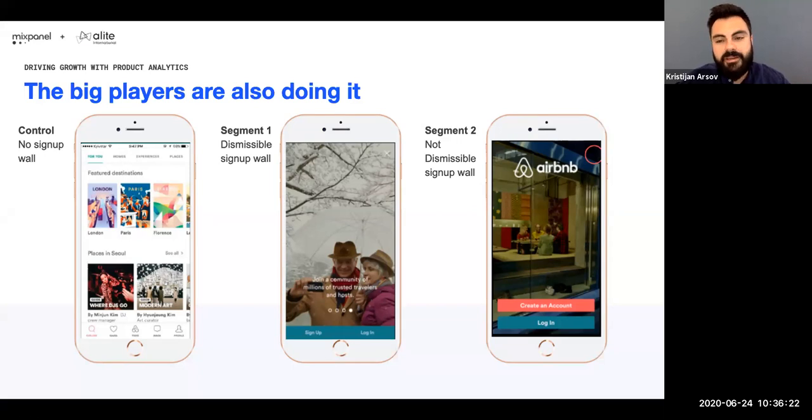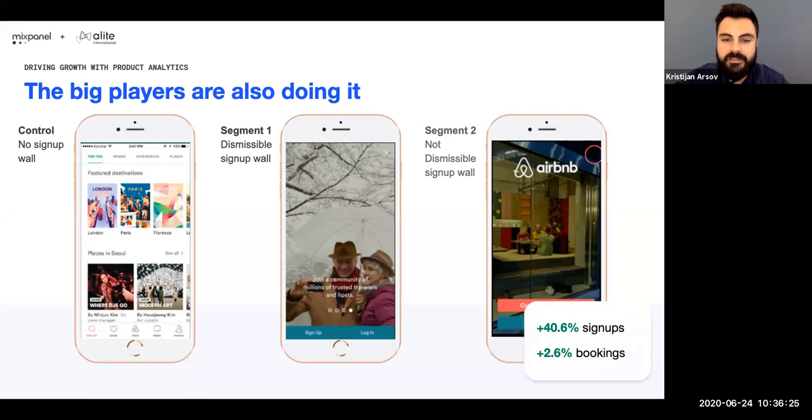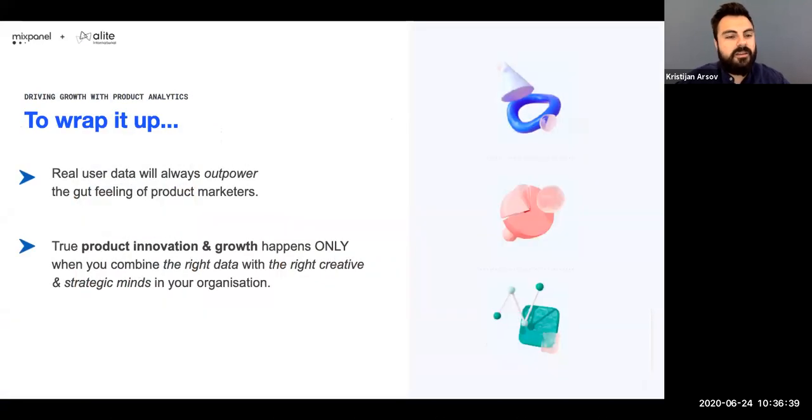However, when the data came back in, the Airbnb team was surprised to see that the second segment not just brought a 40% increase in signups, it also brought a 2.6% increase in the bookings made. So to me, this is irrefutable proof that real user data will always outpower the gut feeling of product marketers. However, I'm also a true believer that true product innovation and growth happens only when you combine the right data with the right creative and strategic minds in your organization. So people and data, that's for me the winning formula for driving growth with product analytics.